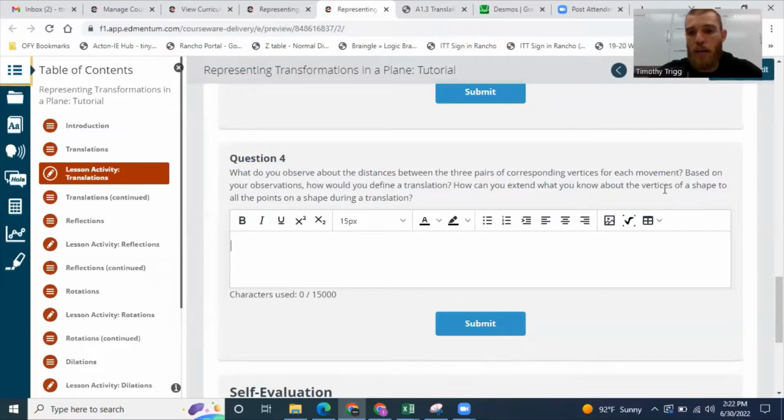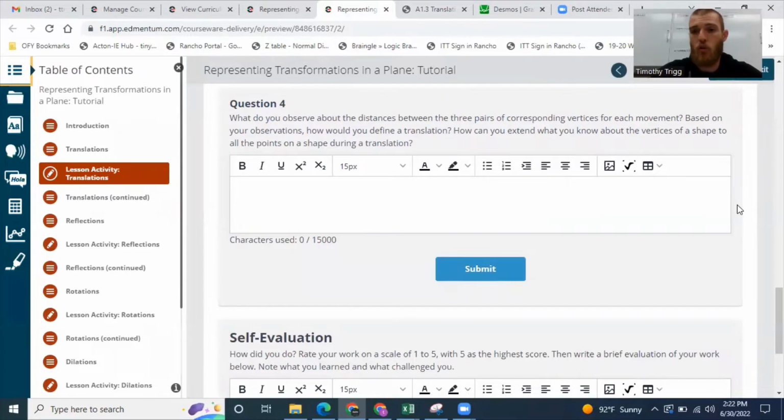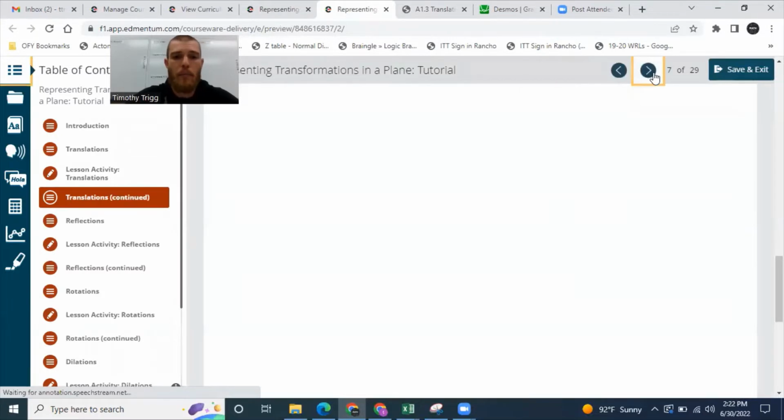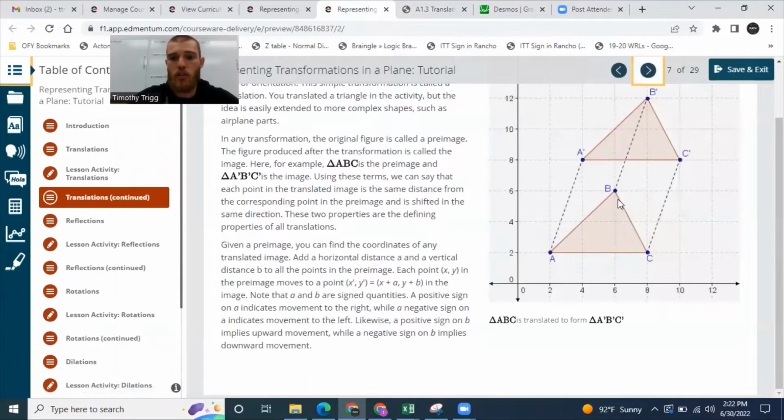How can you extend what you know about the vertices of a shape to all the points on a shape during translation? What we would say is that every point along the original shape is translated the same amount to get to the image. Again, each point along the original shape is translated the same amount to get to the image. I explained those three problems there. You might have to rewind the video, pause, and type it in, but go ahead and fill that out. Try to answer in your own words. Okay, let's go ahead and move on. Here's more talk about translation.